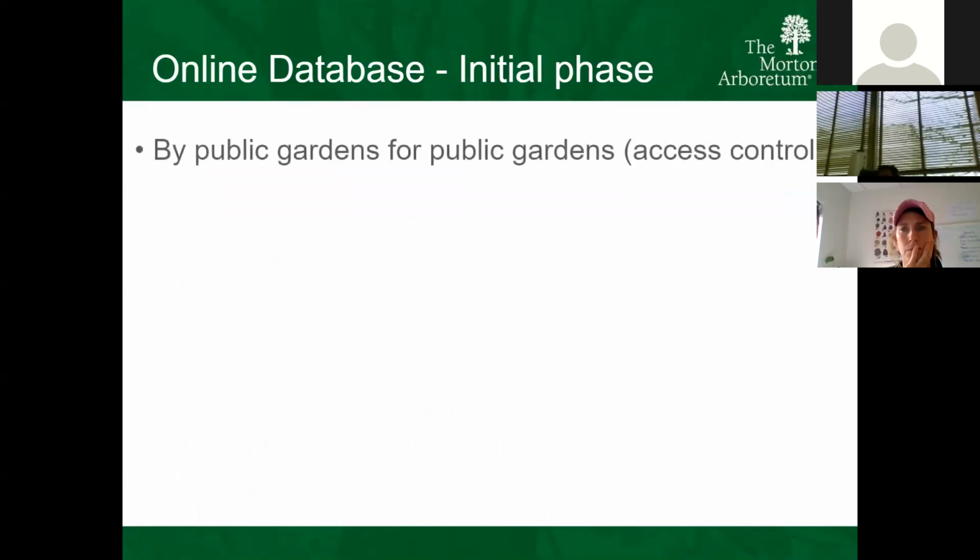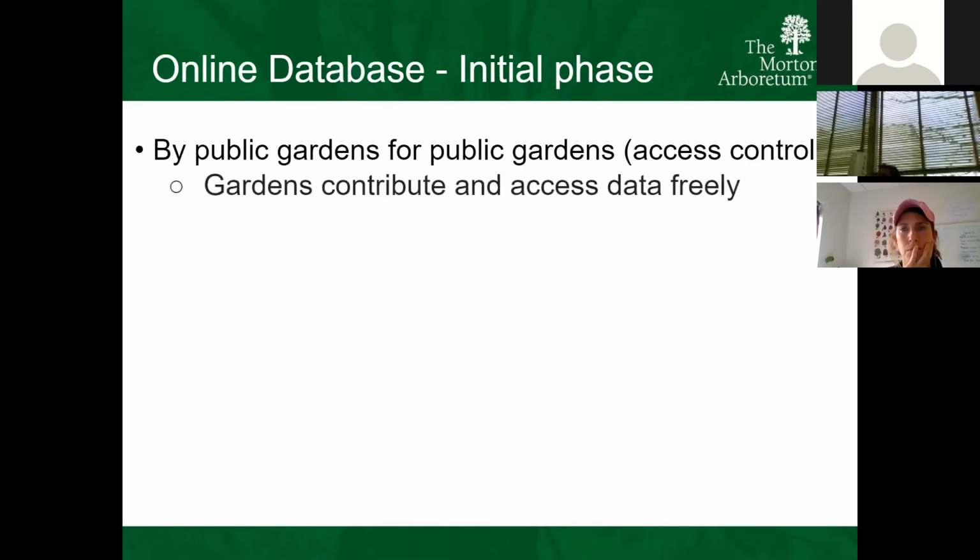So a little bit about the database, the concept behind what we're doing here. We have the initial phase, which will take us through this first period, as well as a next phase, which will take us longer into the future. I'll explain what I mean. This initial phase is that the database is for public gardens by public gardens, and it's really only meant to focus within that sector.